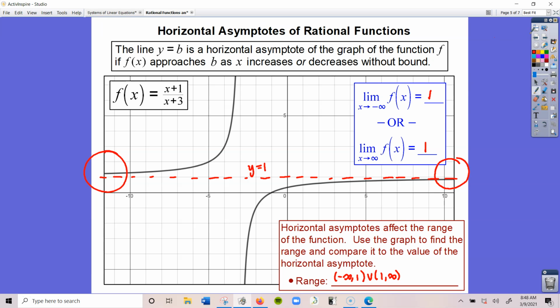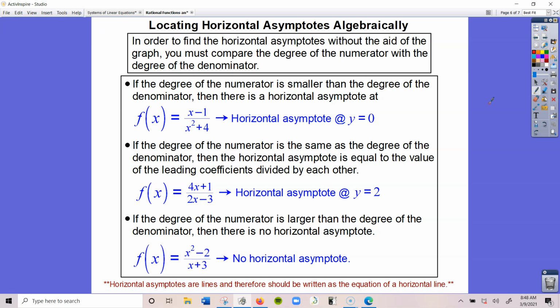Now, how do we figure out we have a horizontal asymptote algebraically? And this is how. You have 3 rules. And all of these rules just depend on one thing. You're going to look at the degree of the numerator and compare it with the degree of the denominator. As a reminder, the degree is the highest exponent of x in either the numerator or the denominator. So these are your 3 cases.